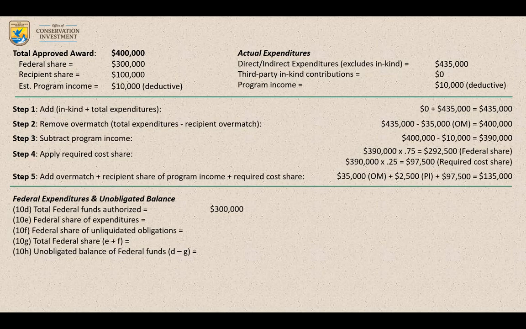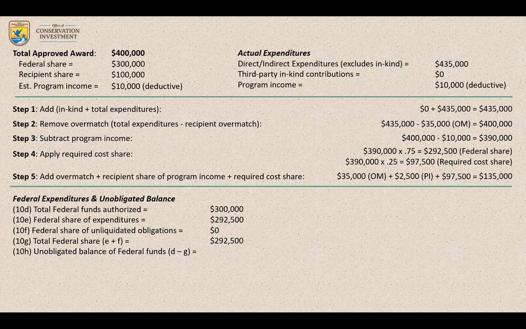Field 10E represents the federal share of expenditures. This amount is $292,500 and comes from Step 4 where the recipient calculated the federal share of award expenditures. Field 10F represents the federal share amount of any recipient unspent obligations. Since this is a final federal financial report and our scenario states that the award is completed, this amount is 0. In Field 10G, the recipient adds the values in both 10E and 10F to get $292,500.